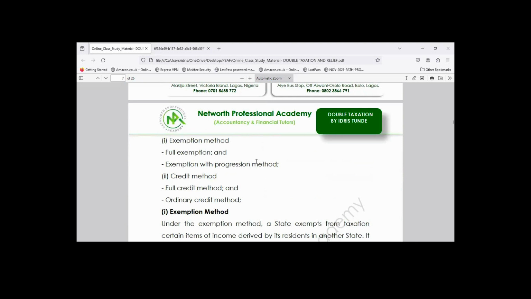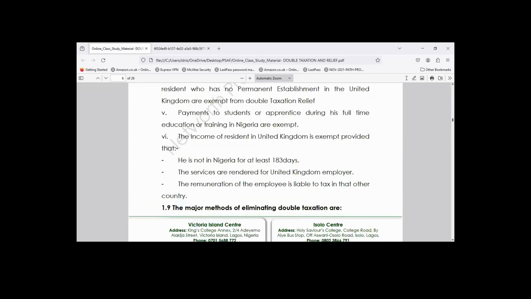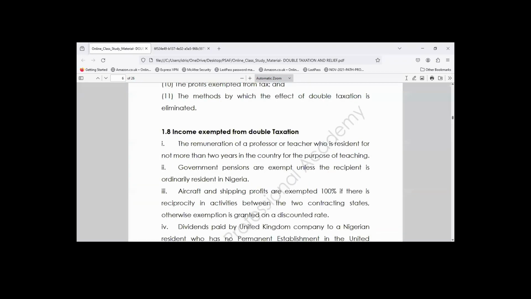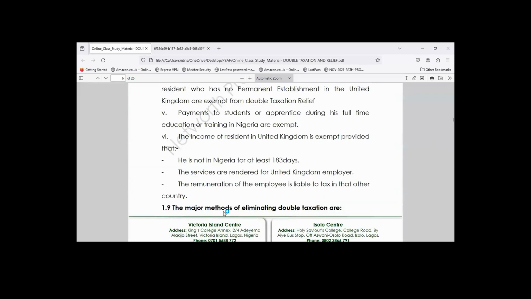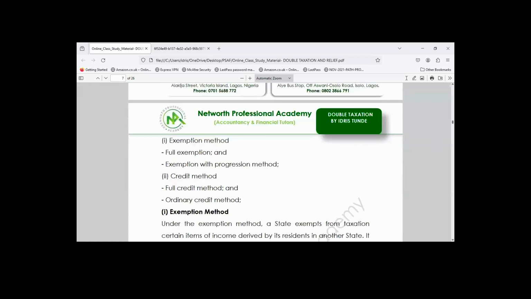Another one is the credit method. The credit method says that income that has been subjected to tax abroad, if it comes to Nigeria, before we can tax it in Nigeria, we have to give some little credit, a little relief. That one is called double taxation relief. So those are the two methods of eliminating double taxation.